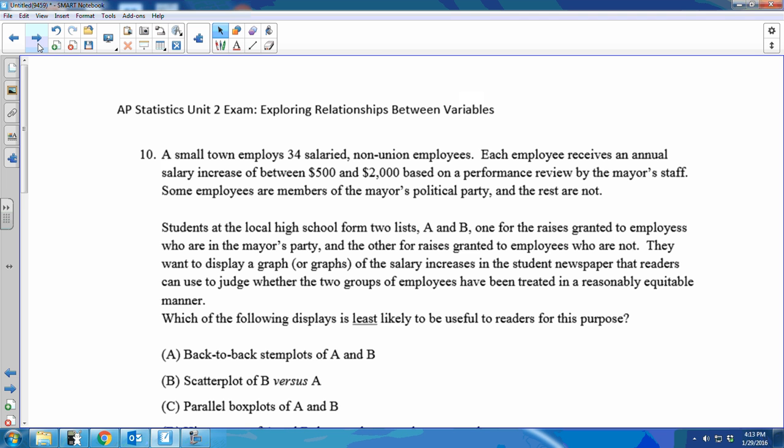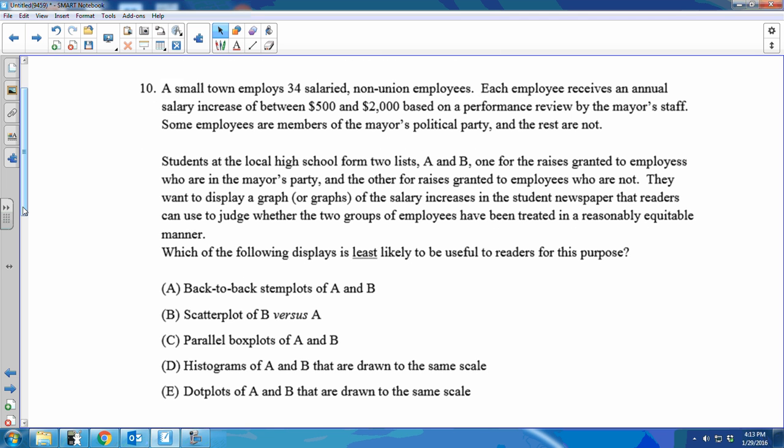And last multiple choice question. A small town employs 34 salaried non-union employees. Each employee receives an annual salary increase of between $500 and $2,000 based on performance review by the mayor's staff. Some employees are members of the mayor's political party and the rest are not.